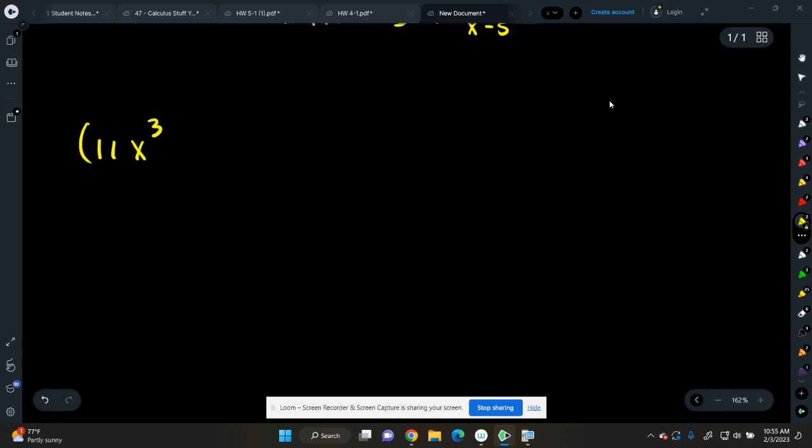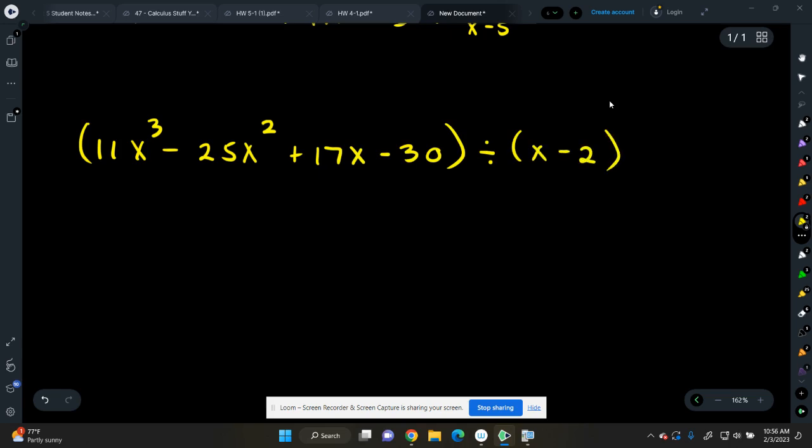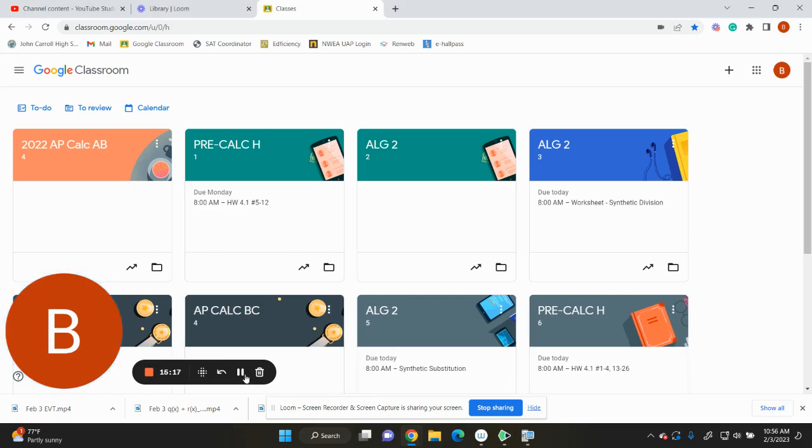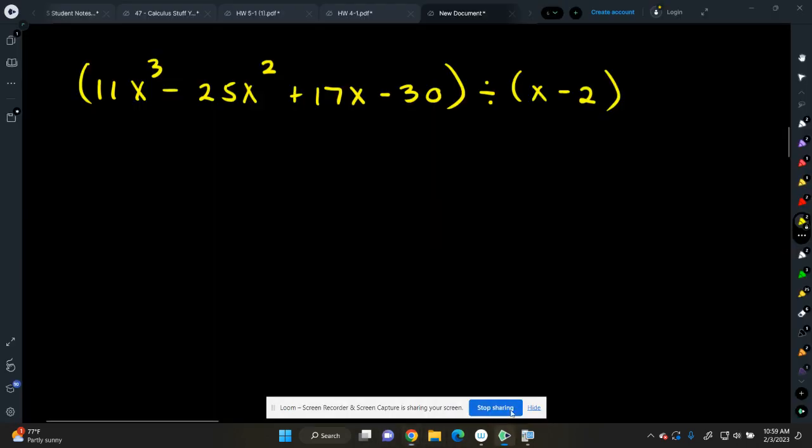11x to the third minus 25x squared plus 17x minus 30 divided by x minus 2. Okay, you're going to do this one yourself. I love hearing you guys talk about it.